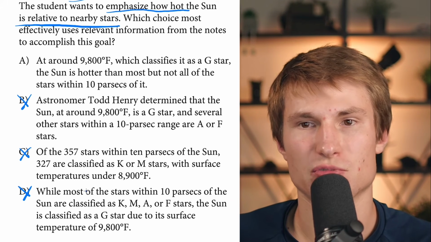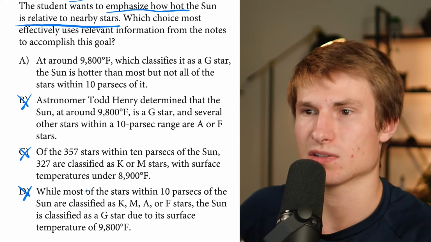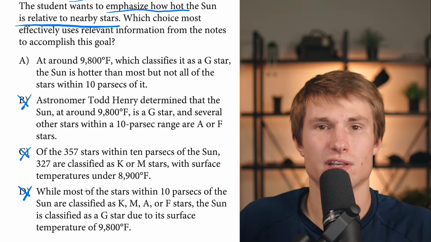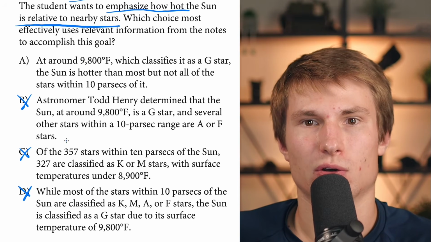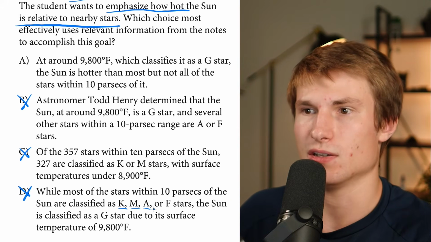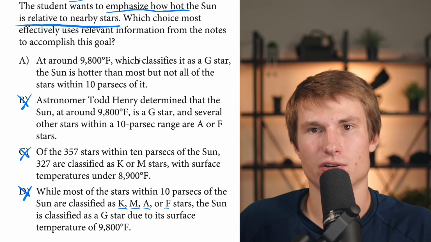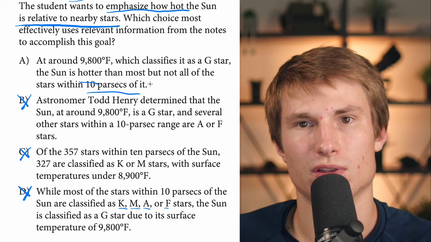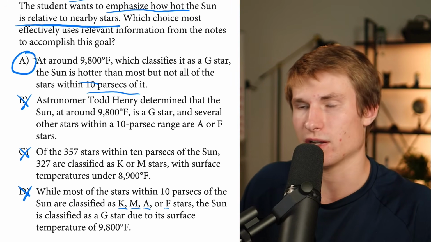Now, you could probably make the argument that maybe it is, because if you had these notes, then it would be, but you have to keep in mind the reader doesn't have these notes. Because the reader doesn't have these notes, you need to recognize that, and obviously that rules out D because they don't know what the temperatures are of K, M, A, or F. So if you look at option A: at around 9,800 degrees Fahrenheit, which classifies it as a G star, the sun is hotter than most, but not all of the stars within 10 parsecs of it. Is that emphasizing how hot the sun is relative to nearby stars? Absolutely. So your answer there would have to be A.